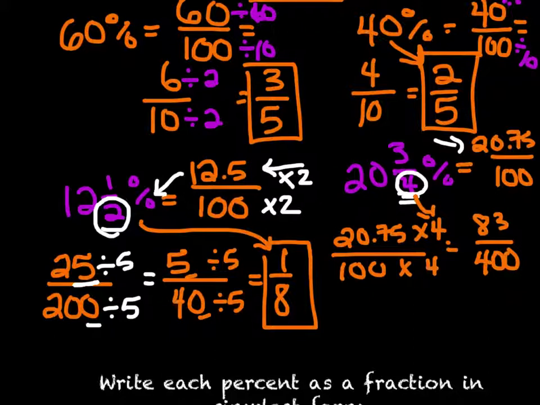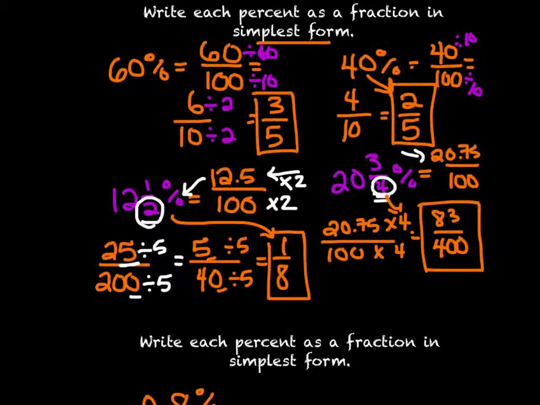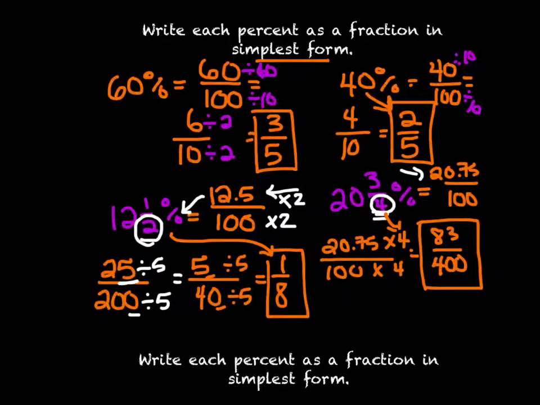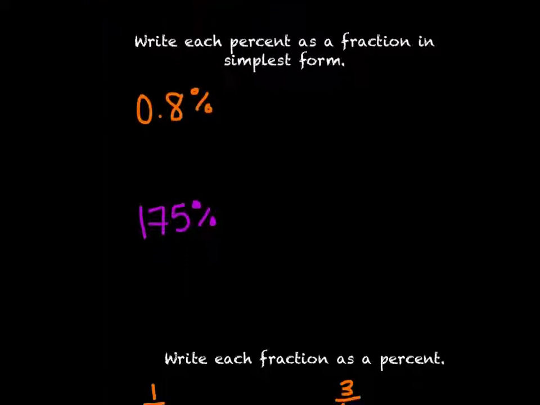And if we were to actually do the math there, there's no common factors, so 83 over 100 is in simplest form. So that is one way that we can play around with this. This is writing percent as a fraction in simplest form. So now we need to also be able to do the following.